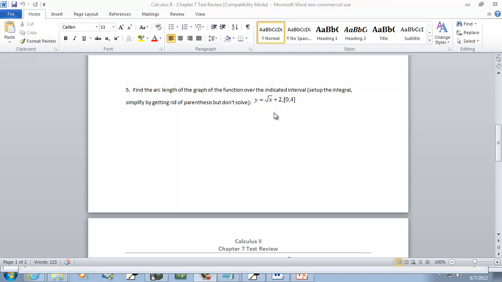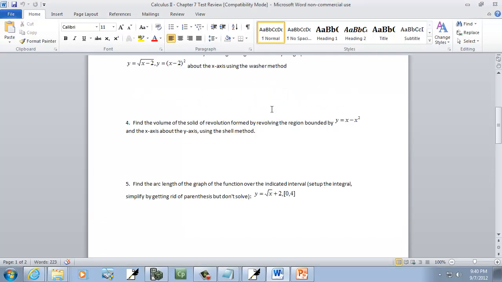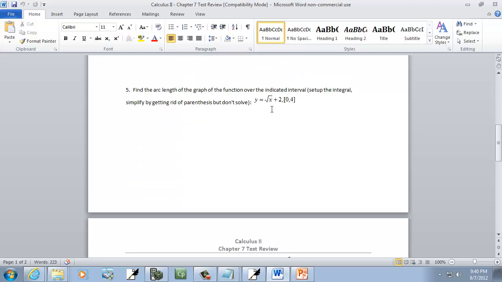Let's take a look at number 5. This is find the arc length of the graph of the function over the indicated interval. It says set up the integral, simplify by getting rid of the parentheses, but don't solve. Probably means it doesn't come out nice. Either that or I just didn't want you to work all of them all the way through because it would just be too much calculations.